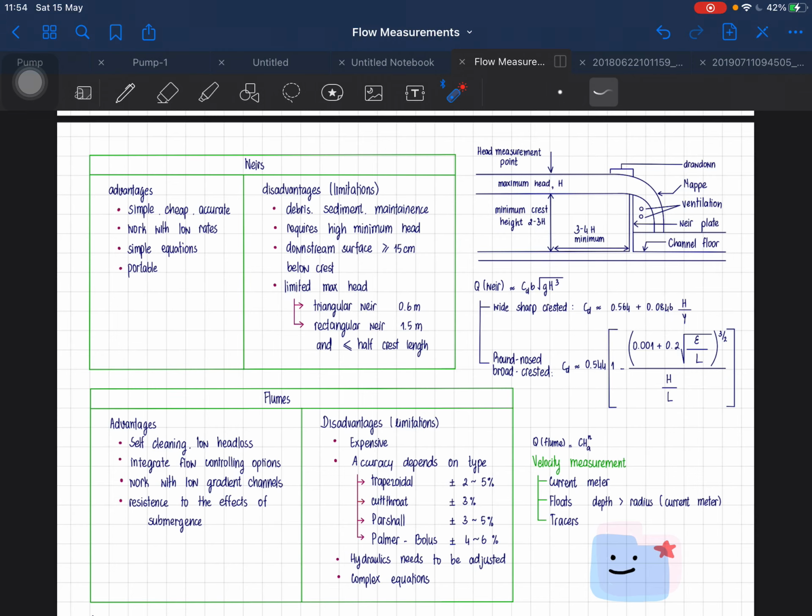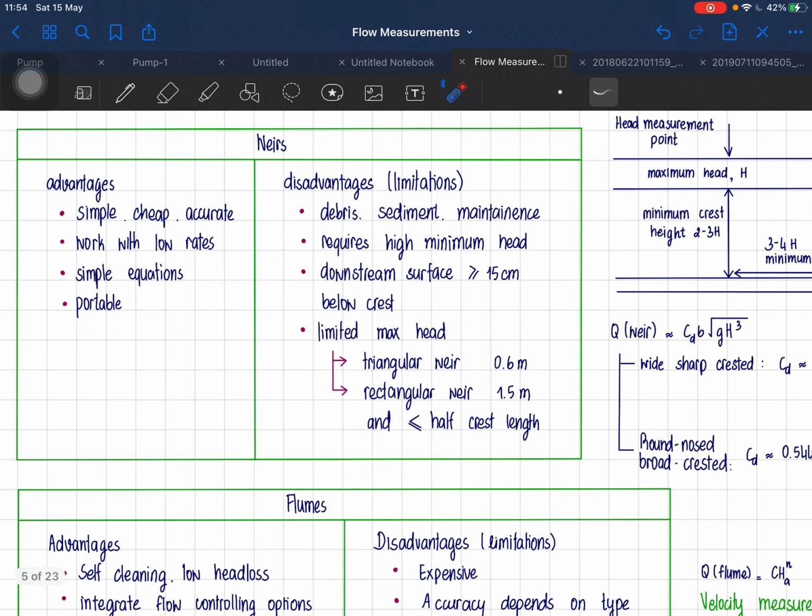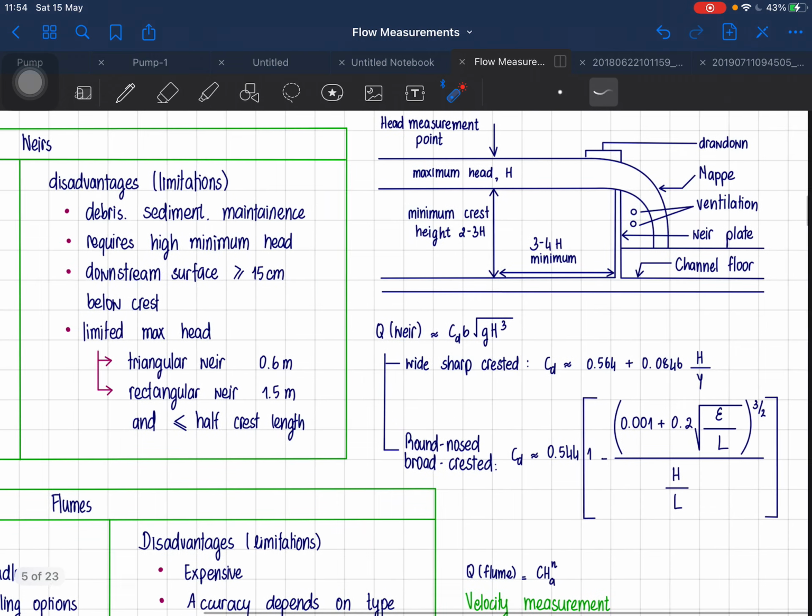Today I'm going to talk about flow measurement. We're going to mainly talk about weirs. We know that there are a lot of advantages and limitations, so this is all just something that you need to know. But in solving the problems, I'll just go straight to the formulas that we're going to use.